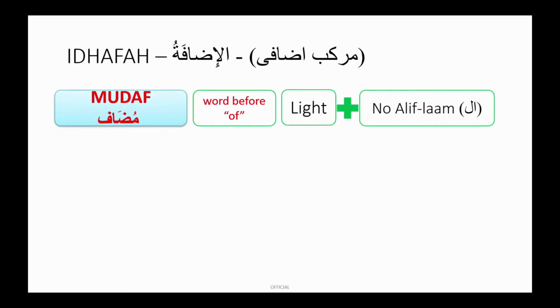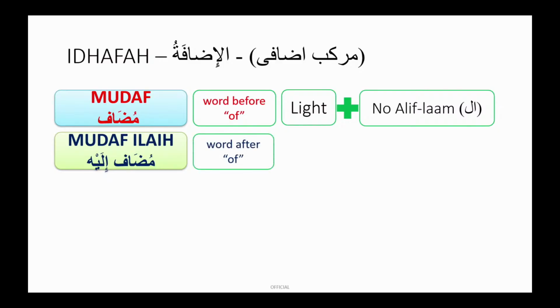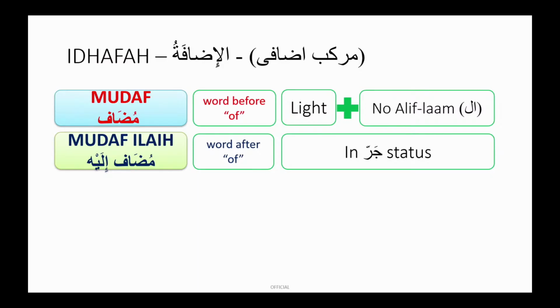Now how would you prove that that ism is Mudaf? It would be if you find a Mudaf ilayh, and we would find out how we identify Mudaf ilayh as well. So Mudaf ilayh is the word which comes after "of", right? So when it comes after "of" and it is in jar status, that means we would be 100% sure that the first word, which is without Al and is light, is Mudaf, and the next word is Mudaf ilayh. And then between those two words in your translation you would add "of", because we just went through that there is no word for "of" in Arabic.